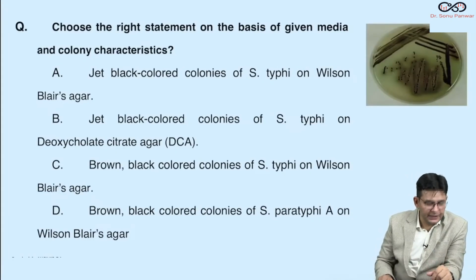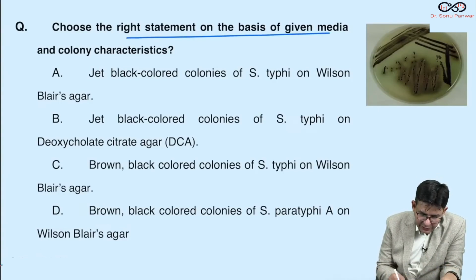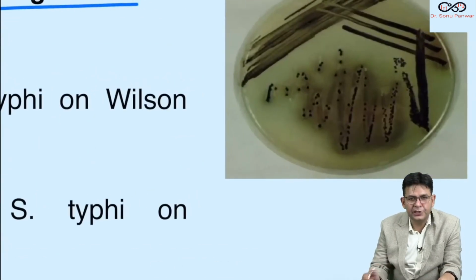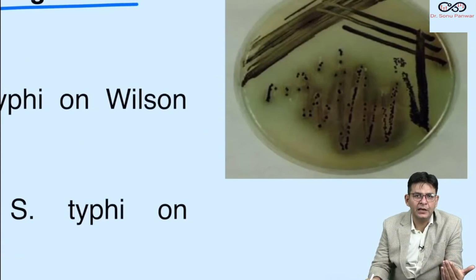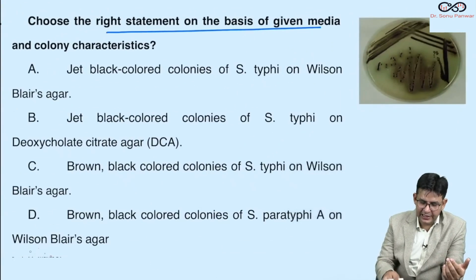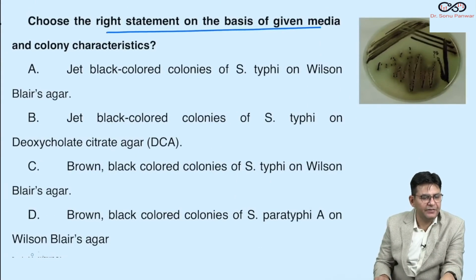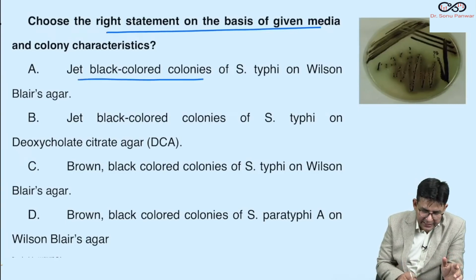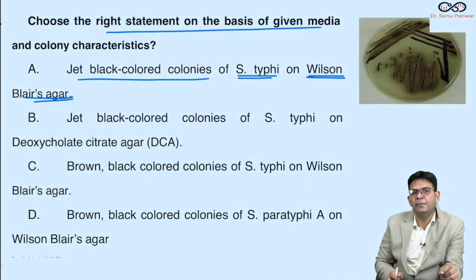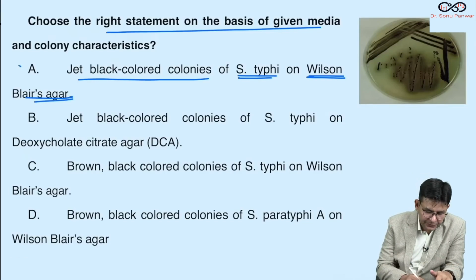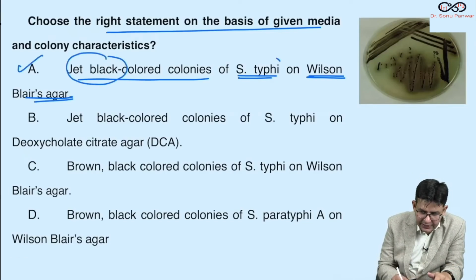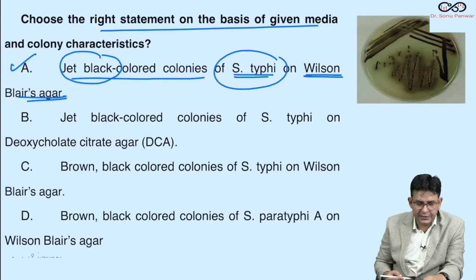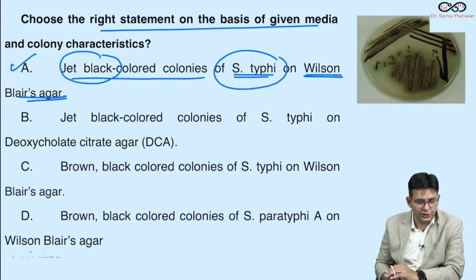Now, this particular one, guys. Choose the right statement on the basis of the given media. As you can see in this picture, if I zoom it up, these are jet black colored colonies of Salmonella typhi. On which media, guys, do we have these jet black colonies? Wilson and Blair. Wilson and Blair has jet black colonies of Salmonella typhi, and this is the picture which you should know.